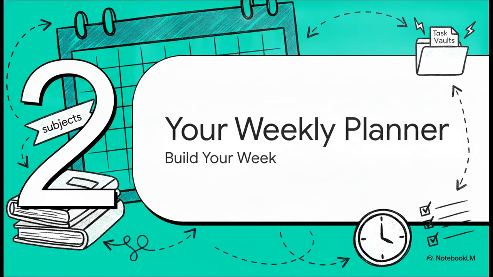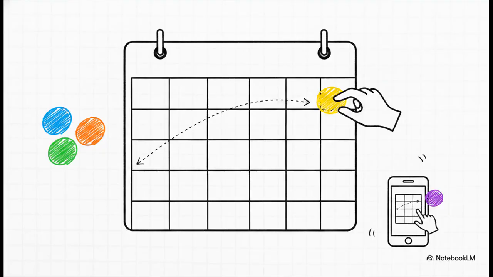Moving right along to section 2, building your weekly planner. So the planner is basically your weekly grid. You've got your days across the top and hours down the side. The real magic here is the tactile drag-and-drop interface. You just grab a colored subject chip from your pool and literally drop it onto a specific day and time slot. Just like that, you've created a dedicated study session. Oh, and if you're doing this on a phone, simply tap the day, then tap the subject.